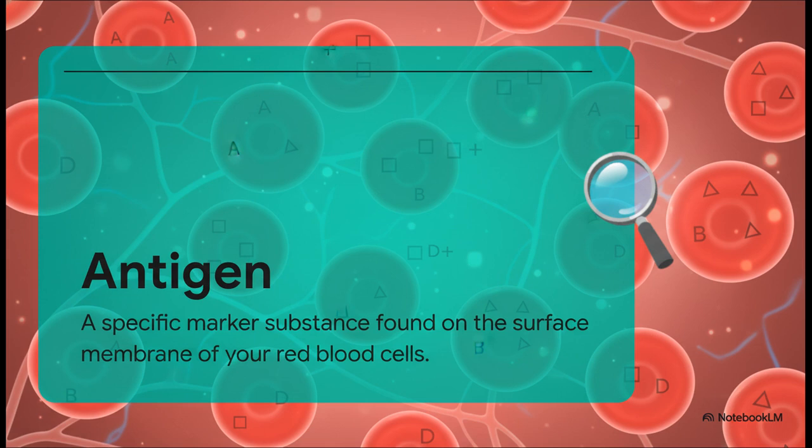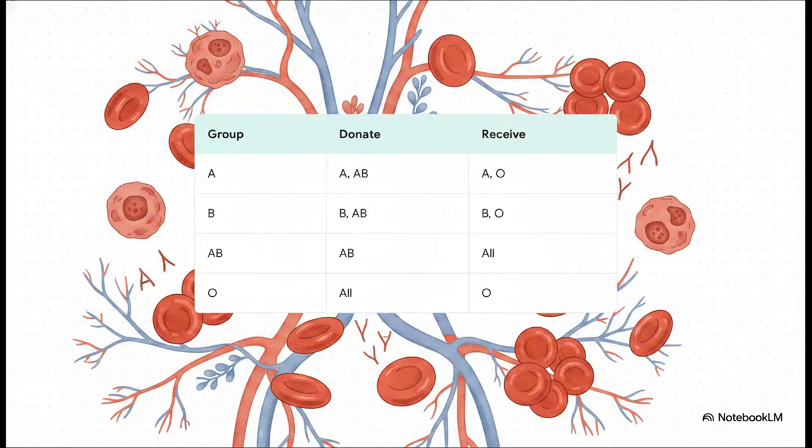Pinpointing these exact ID markers is non-negotiable for safe blood transfusions, and even for managing pregnancies, so you don't trigger a massive life-threatening immune response. Because if you mix the wrong blood types, you get agglutination, which means the blood literally clumps together inside your veins. Bad news. But look at how the compatibility breaks down here.